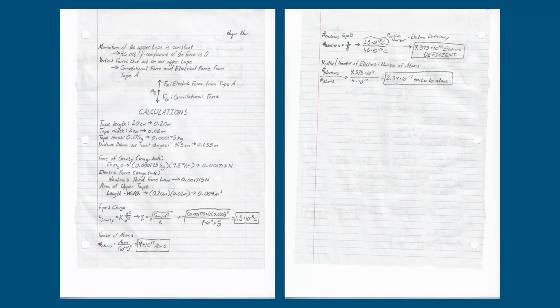We use this data to calculate the charge of the tape, which I found to be 1.5 times 10 to the negative 8 coulombs, the number of atoms on the upper tape, 4 times 10 to the 17 atoms, the deficiency, due to the charge being positive, of electrons on the upper tape, 9.375 times 10 to the 10, and the ratio from electron to atom, which is 2.34 times 10 to the negative 7.